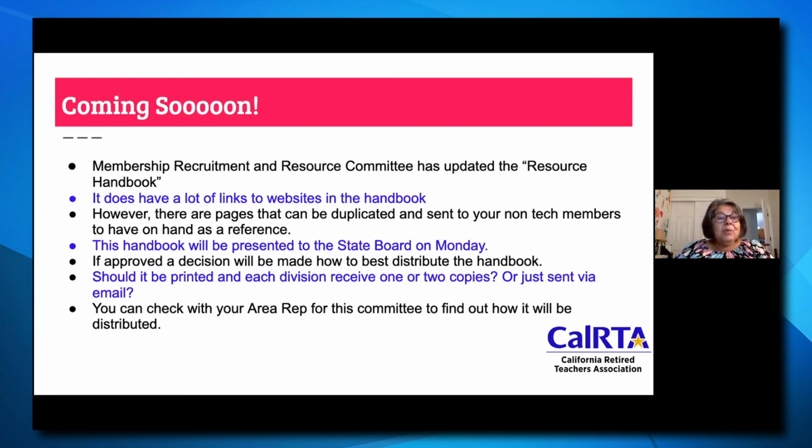The question was and will be, should it be printed and each division receive 1 or 2 copies, or should it just be sent via email and the divisions can print it out? You can check with your area rep for this committee, the MRRC committee, and find out how it will be distributed, and your area reps will have that information too.